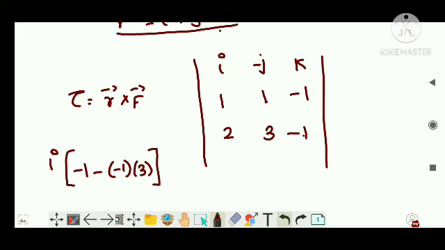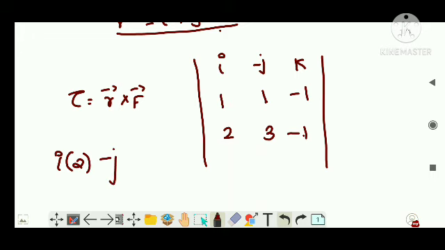So this factor will be how much? Minus 1 plus, okay, this will become 2, right? Sorry. So i cap into 2. Now minus j, then keep these constant. 1 into minus 1, minus minus 1 into 2, so it becomes plus 2. So minus 1 plus 2 is 1. So I will write it as minus j itself, plus k. I've taken a lot of time, guys, that's why I'm taking it fast. 1 into 3, 3 minus 2 is plus 1. So you will get the value of torque like this.